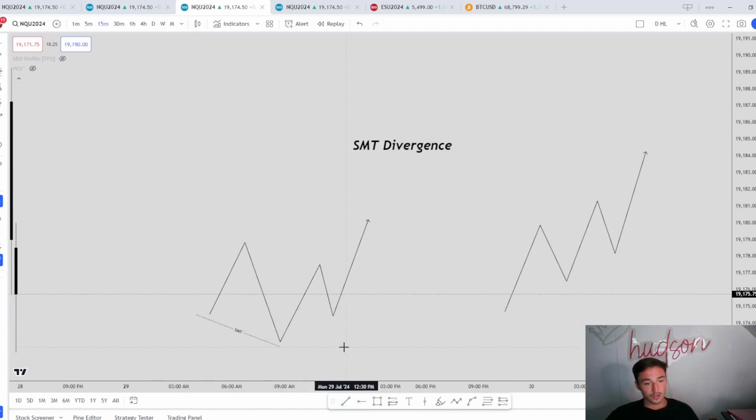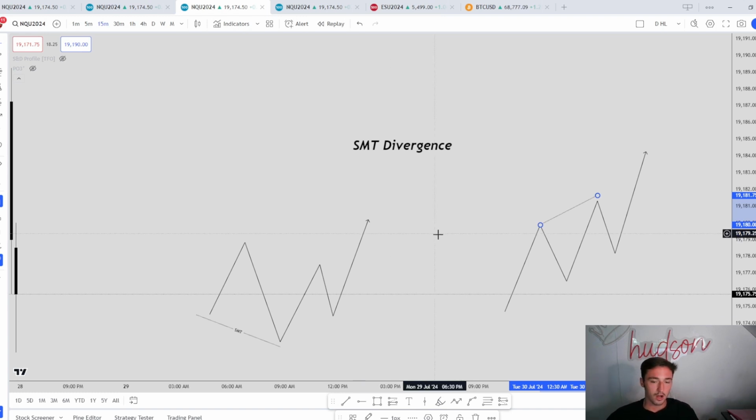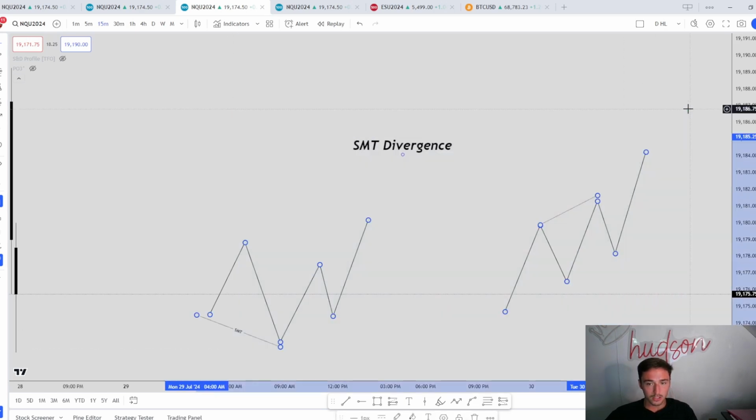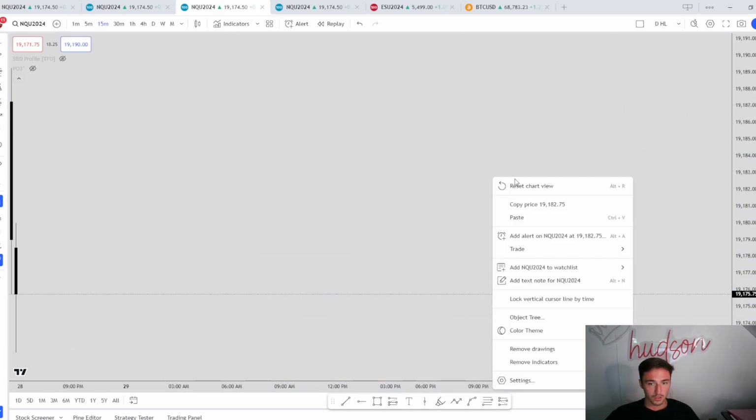Now you can take the turtle soup or you can take the displacement leg, order block, fair value gap, whatever you want to do. Right here it comes down, fills out that imbalance, whatever it is, order block, and then continues higher. Now you might be saying, well, NQ took this high, right? You always have to have a relation to the draw on liquidity. If you have no draw on liquidity, you have no trade. So let's hop into the charts and show you what this would look like.